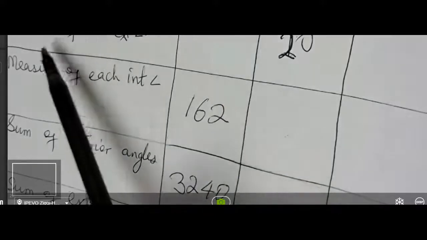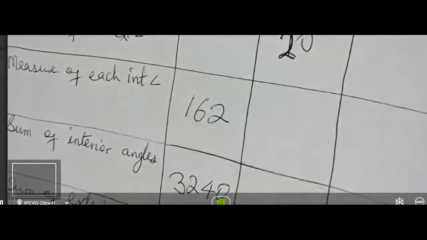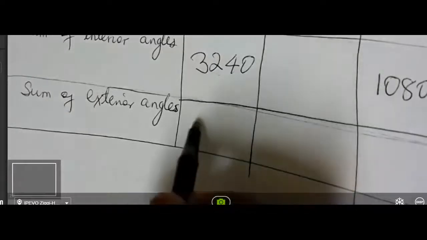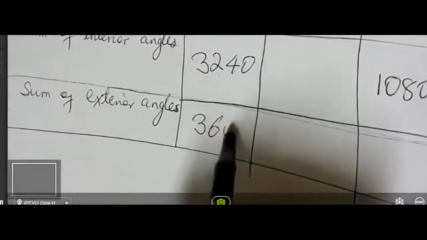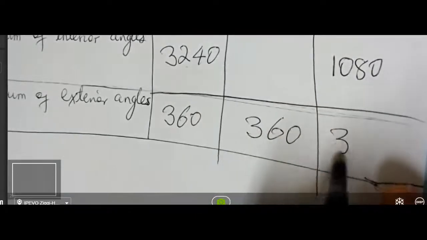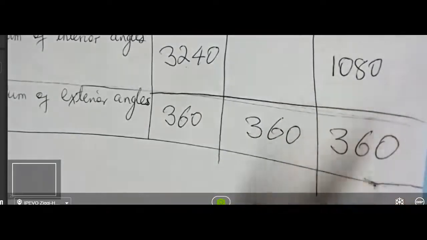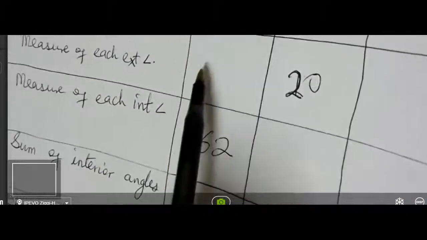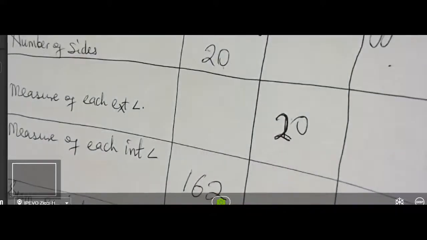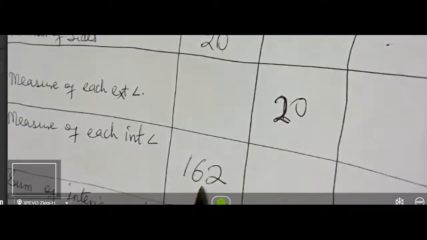Okay. So what's the measure of, by the way, the exterior angle sum? We already know that the sum of the exterior angles is always 360 no matter what it is. So just fill that in. This will be 360. We don't even have to do any calculation about it. It is constant, 360. Okay, that's done.